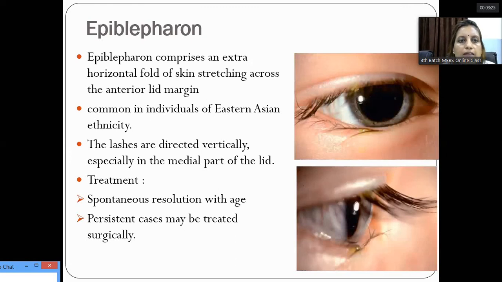Usually in children we see this epiblepharon and it goes away with age. Usually treatment is not required. If it persists till older age, then we do the surgical correction.